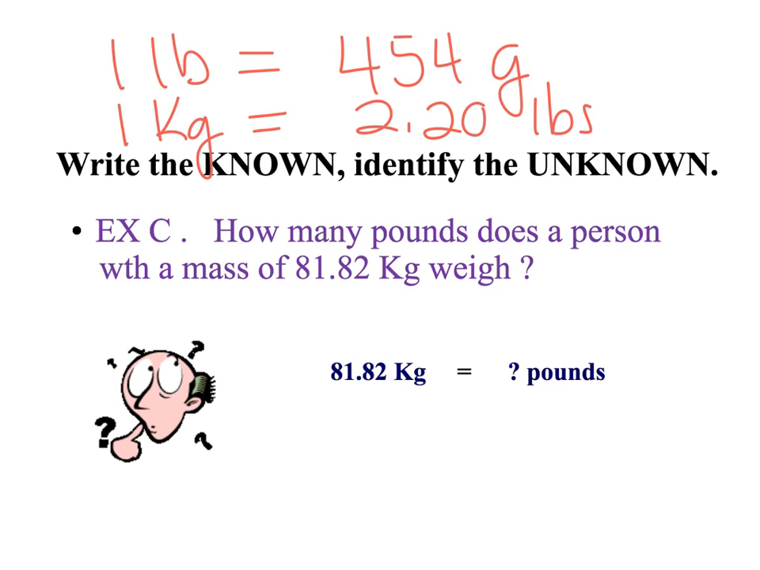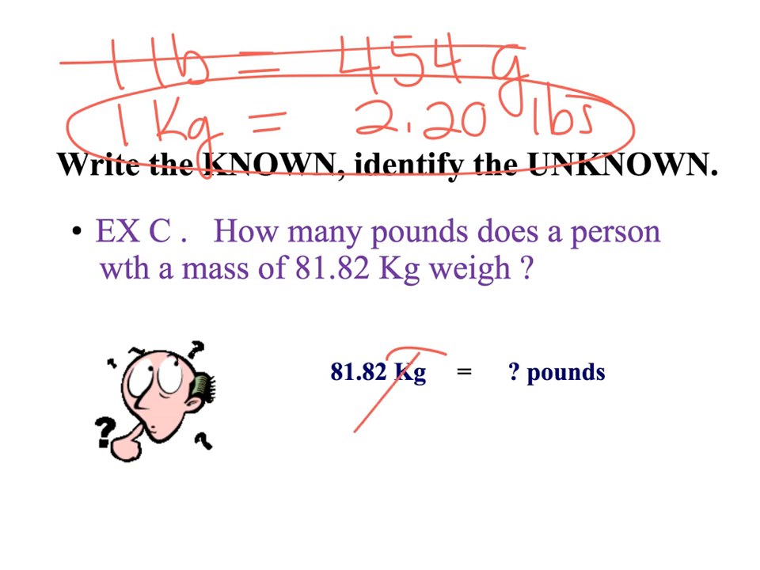Okay? Since we're trying to convert from kilogram to pounds, our best bet is to use this relationship, because otherwise we have to convert kilograms to grams first, and that's a little more work than we want to do right now. So here's our relationship. We can either write that ratio with kilogram in the denominator or kilogram in the numerator. We want kilogram to be in the denominator so that it'll cancel with our unit here.